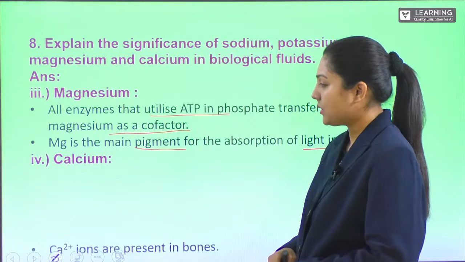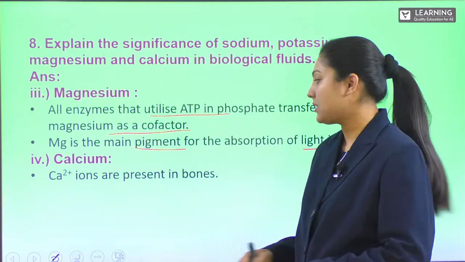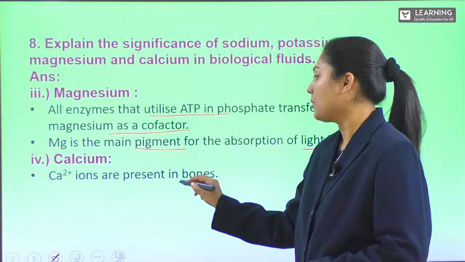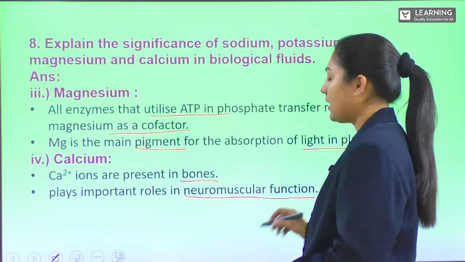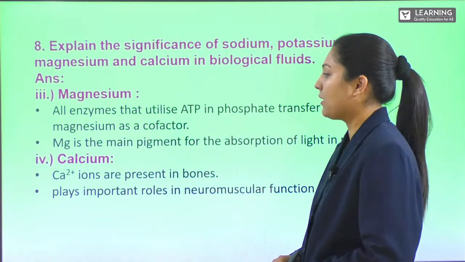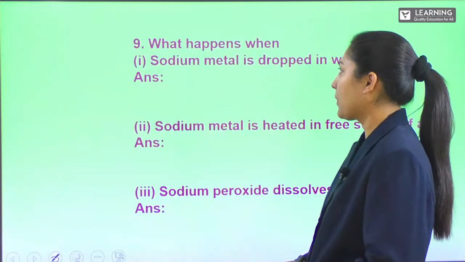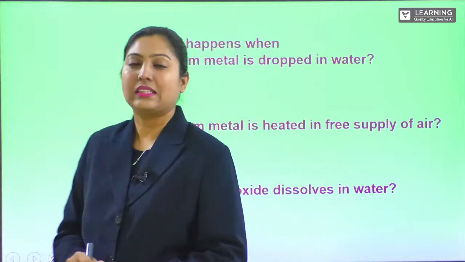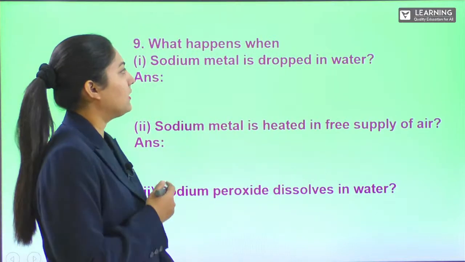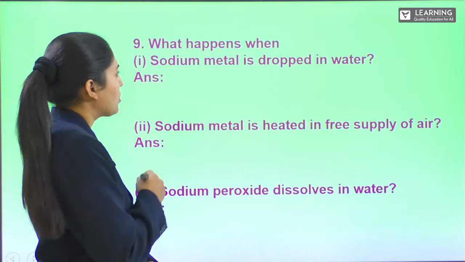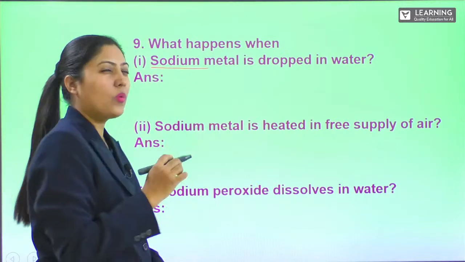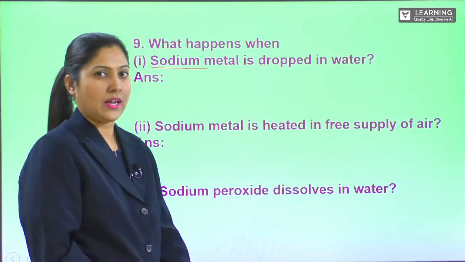Next we have calcium. Calcium ions are present in bones. They are very much important for us, and also in neuromuscular functions these calcium ions will be useful. What happens when these metals are dipped in water? Which metal is this? Sodium metal. Sodium metal reacts very vigorously with water, as we know.